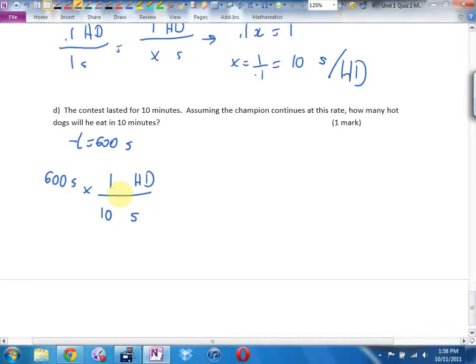Is that going to make a difference, Jeremiah? Say no. It's going to be 600 divided by 10. In your head, what is 600 divided by 10? Can you do it?